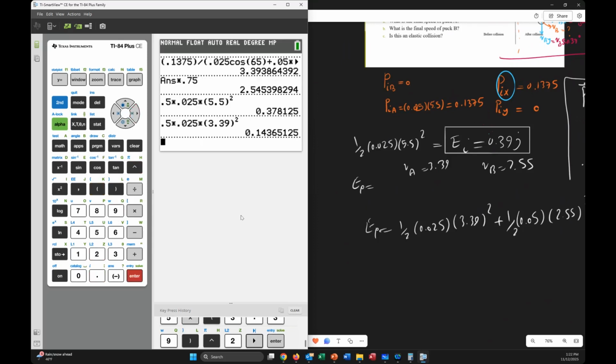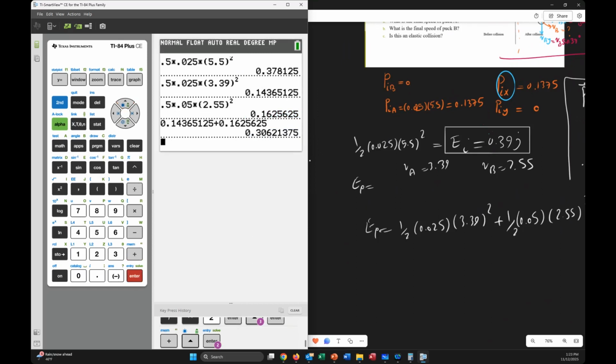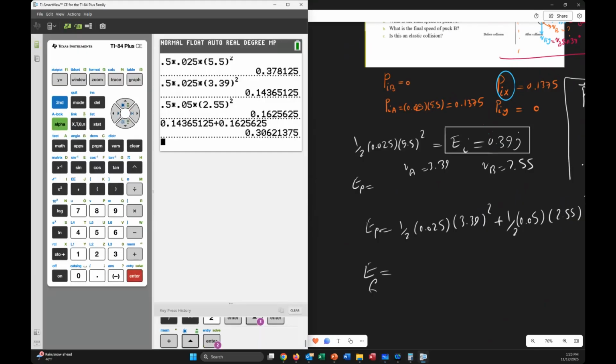Okay, so let's see what happened. Okay, so I'll calculate the second one. 0.5 times 0.05 times 2.55 power of 2. Okay, and I'm supposed to add these two. This plus this, yes, equal to, you know, 0. I got that. Yeah, E total is gonna be what? E final is gonna be 0.3.